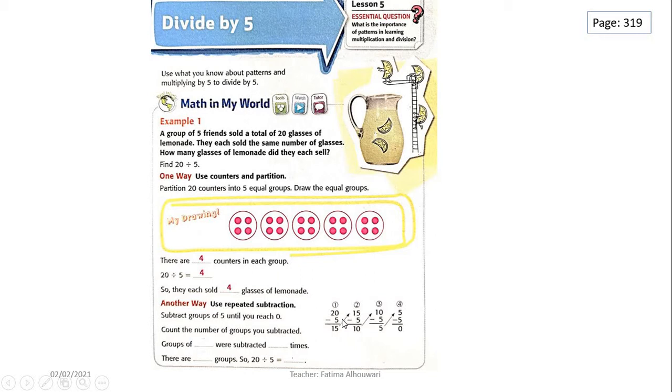So we subtracted 1, 2, 3, 4. We subtracted 4 times to get 0. So groups of 5 were subtracted 4 times. This is the first one, second, the third, and the fourth, 4 times. So there are 4 groups. So 20 divided by 5 equals 4. So please, grade 3, be sure to write these answers in your book.